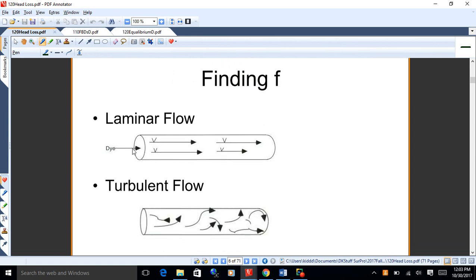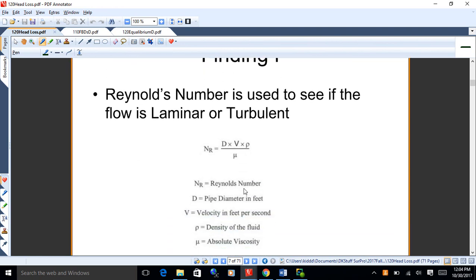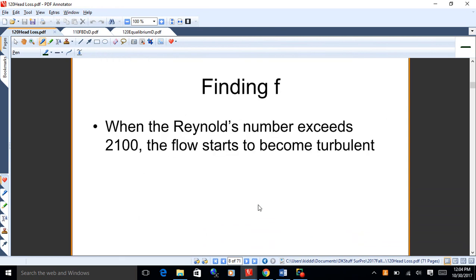So to find f, you concern yourself with a few things. The first thing is a Reynolds number, which will help us figure out whether the flow is laminar, which means nice and smooth and linear, or if it's turbulent, which means it's got a lot of motion and it's going all different directions as it moves through a pipe. So the Reynolds number is the first number we have to figure out. That's the pipe diameter in feet, keep that in mind, times velocity in feet per second, times density of the fluid, divided by the absolute viscosity.